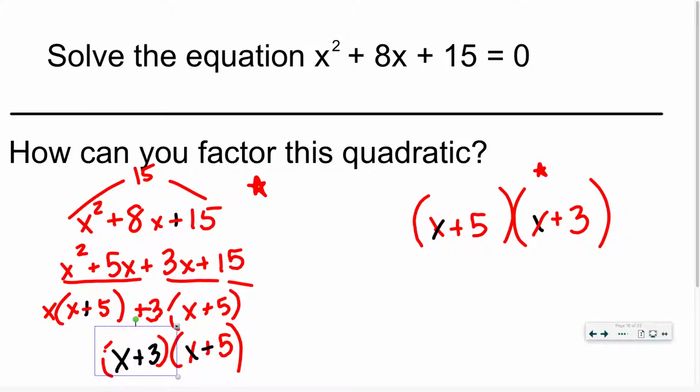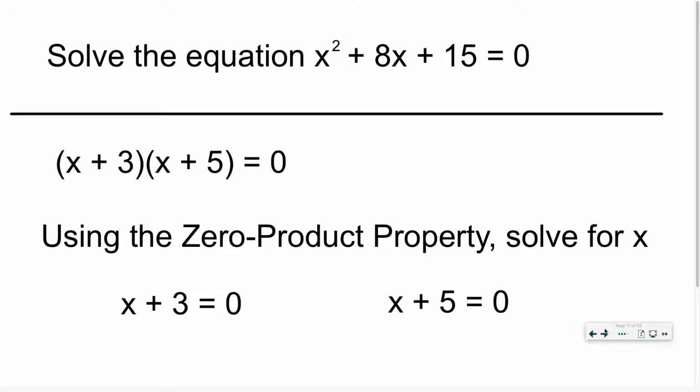So at this point, I have factored. And now my equation is this. So after factoring, I can use the zero product property. If I know that x plus 3 times x plus 5 equals 0, that means that either one or both of those binomials has to equal 0. So I can actually set them equal to 0. x plus 3 would equal 0. x plus 5 would equal 0.